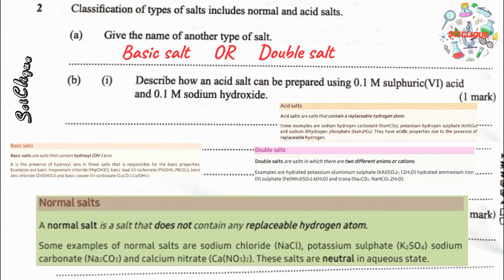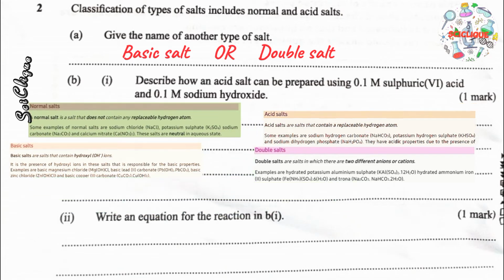A normal salt is simply a salt that does not contain any replaceable hydrogen atom. This simply means that it does not have any hydrogen atom in its structure or in its chemical formula. So whenever you have a salt such as sodium chloride, potassium sulfate, sodium carbonate, that is simply a normal salt. When you take such a salt and dissolve it in water, you're going to end up having a neutral solution.